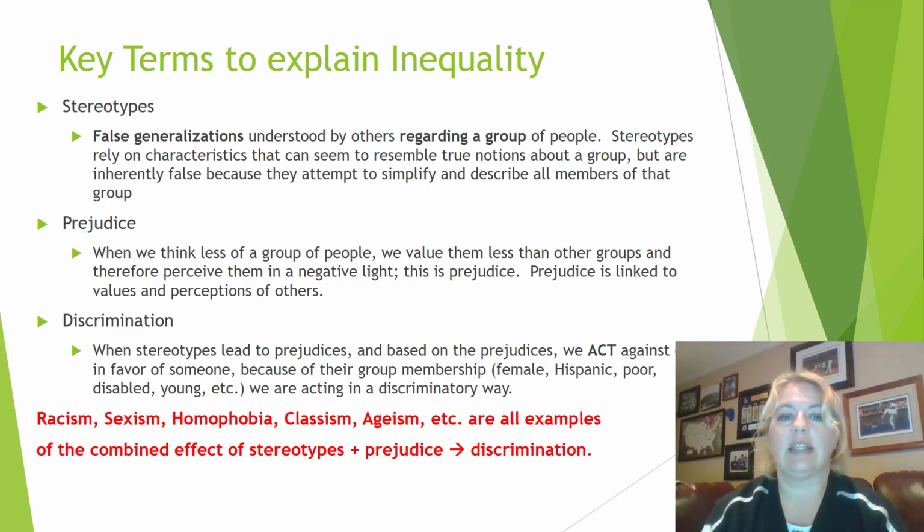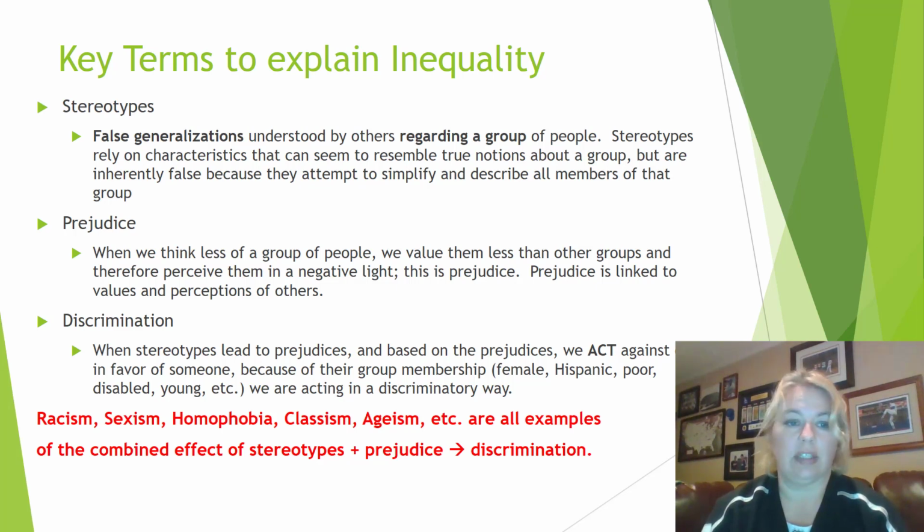Prejudice is when we think less of a group of people. So we not only have stereotypical notions about them, but we actually think less of them because of those. We value them less than other groups and therefore perceive them in a negative light. This is prejudice, and now you can see we're getting into values, negative values. Prejudice is linked to values and perceptions of others.